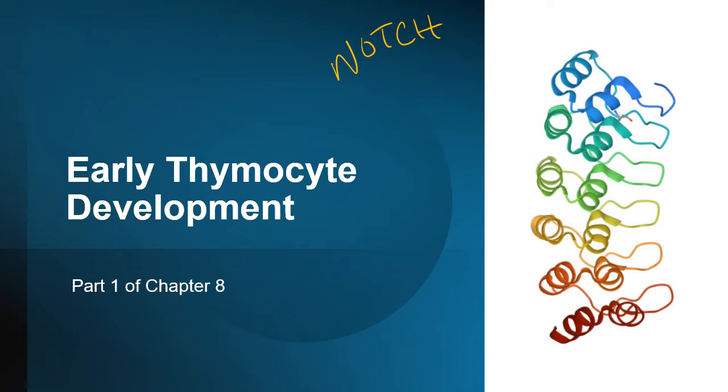Because Notch is the first thing that's going to start telling those hematopoietic stem cells to differentiate and start to become T cells. This is our first signal that basically turns off other pathways. After Notch signaling, the cells no longer become B cells, they don't become dendritic cells, they don't become NK cells, they don't become other things, they become T cells specifically. So this is our first T cell specific signal.